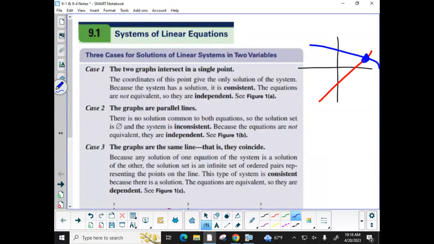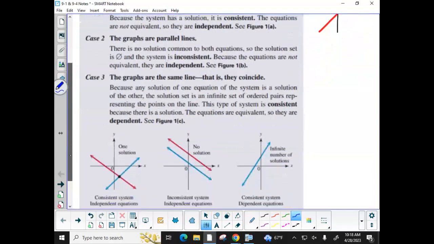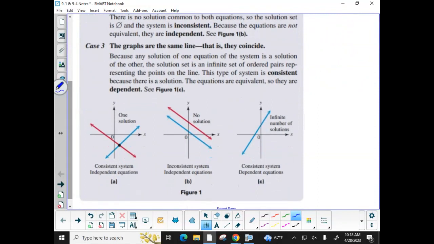You have, and here's some pictures to model that. So you have either two lines that intersect only one time, because they're straight lines, they're not going to come back and intersect more than once. So in this situation, you have one solution, right? And then you might have two lines that don't intersect at all, meaning they have to have the same slope but different y-intercepts. Here, there would be no solution.